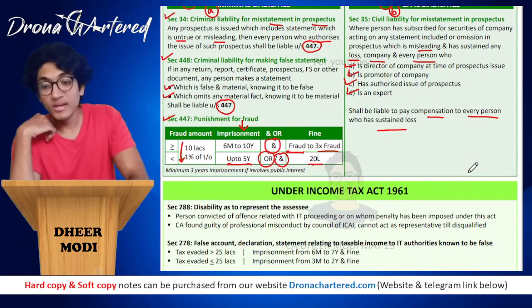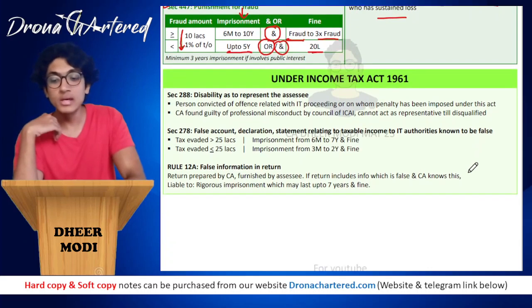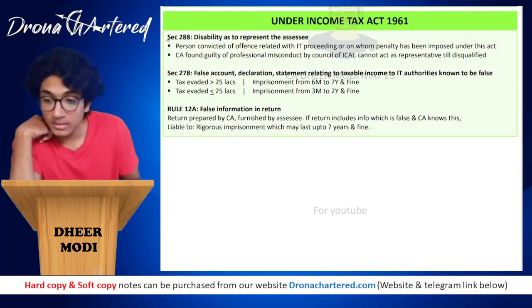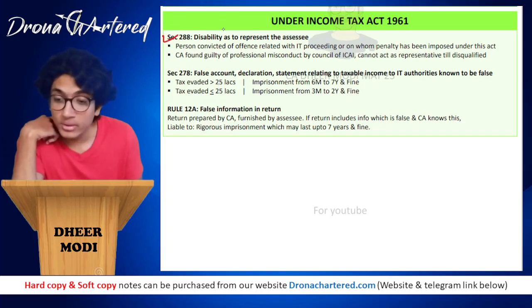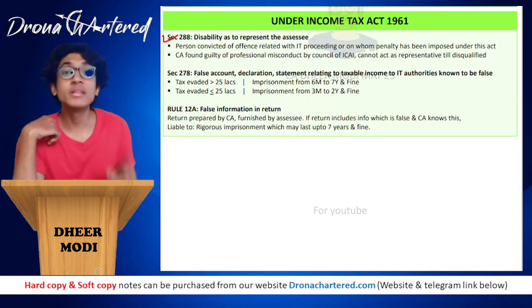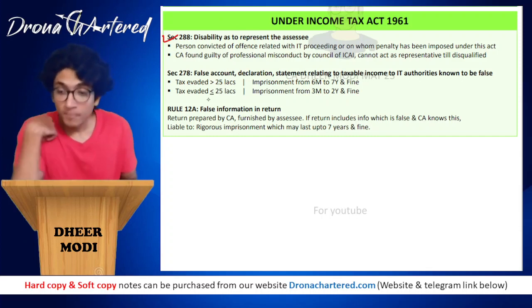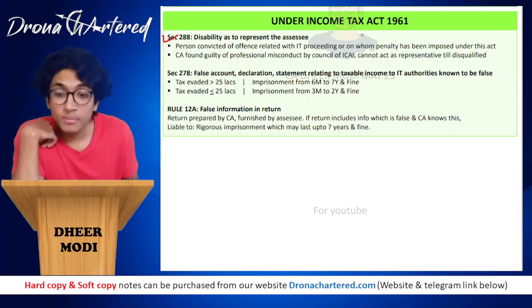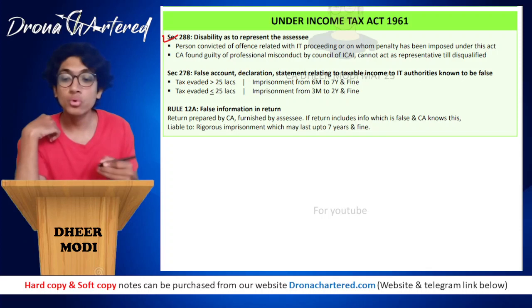Okay, so we are done with liabilities under the Companies Act. Now next is your liabilities under the Income Tax Act. Your Income Tax Act 1961 has, first of all, section 288. 288 talks about disability as to represent the SSE. Person convicted of an offense related with your income tax proceedings or on whom penalty has been imposed under this Act. So that means certain people are not allowed to represent the SSE.